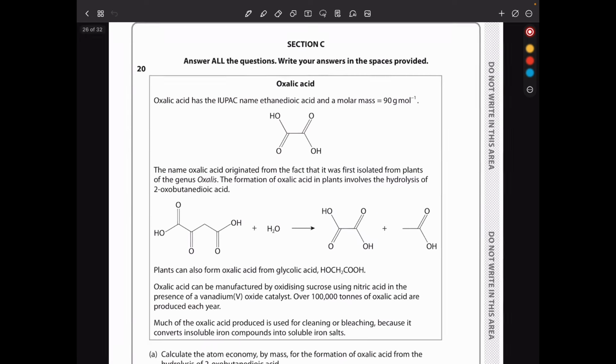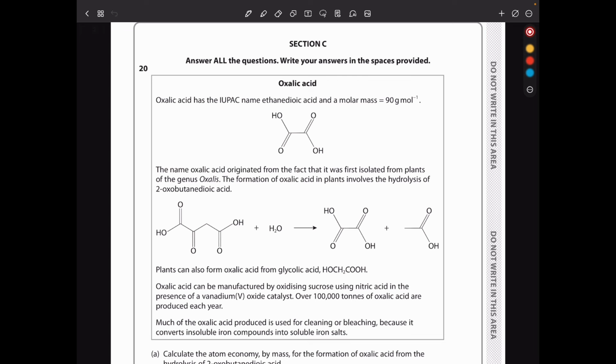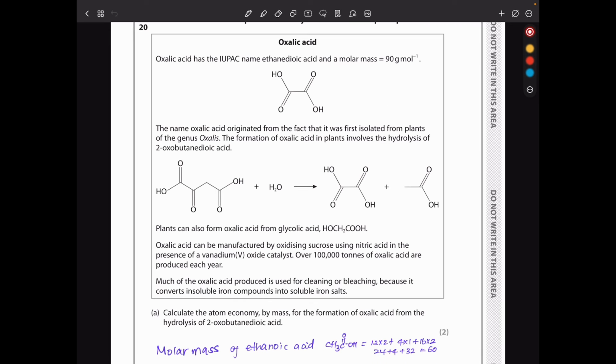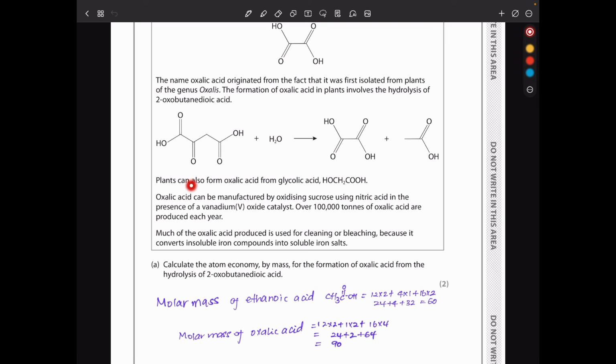Then in question 20, they say oxalic acid has the IUPAC name ethanedioic acid and the molar mass of 90 gram per mole. The name oxalic acid originated from the fact that it was first isolated from plants of the genus Oxalis. The formation of oxalic acid in plants involves the hydrolysis of 2-oxo-butanedioic acid. Plants can also form oxalic acid from glycolic acid, which is this one.